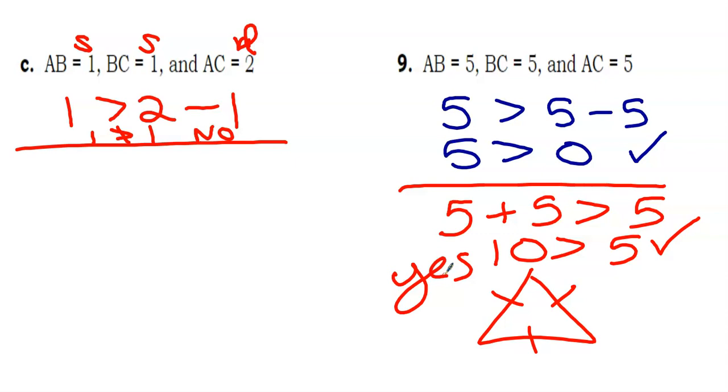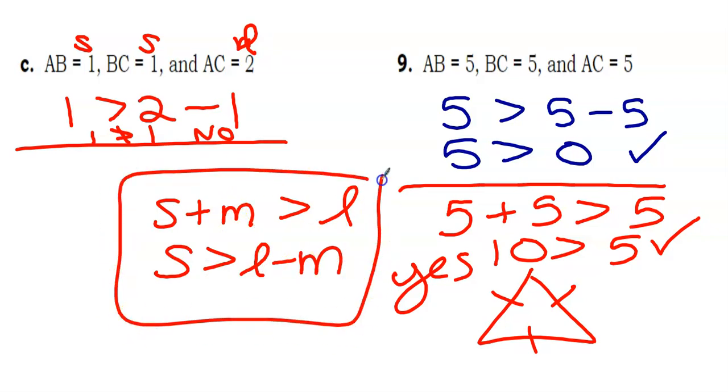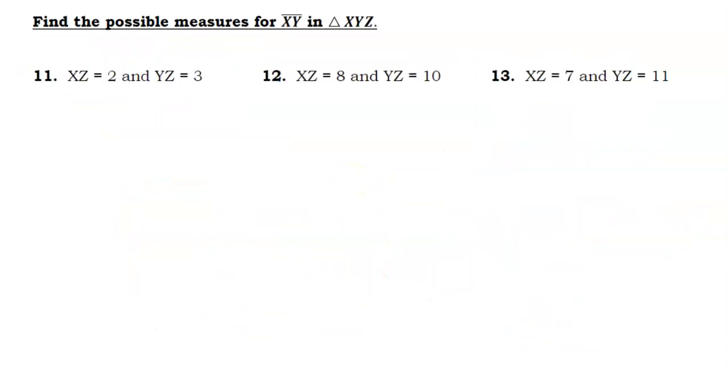Again, all right, so small plus medium has to be greater than large, or the small has to be greater than L minus M. All that happened is I subtracted M from both sides. So either one of these formulas works just fine.